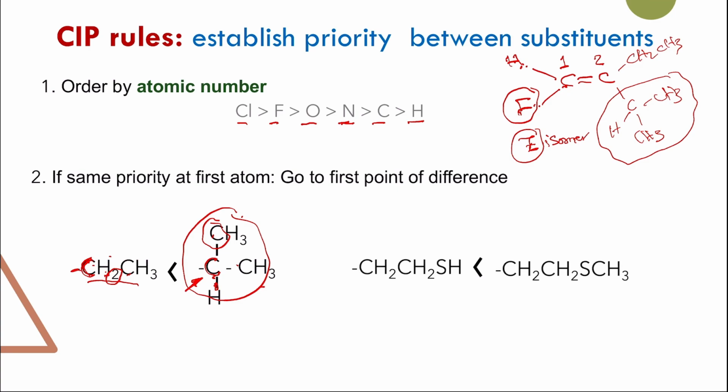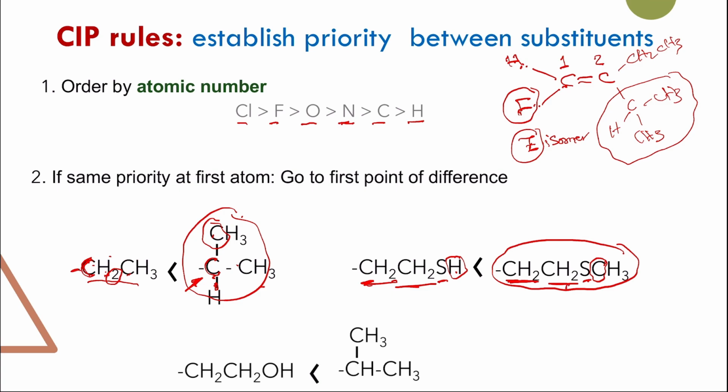Let's have another example of how to give the priority. So we have these two here, and we're going to see that these two groups are attached to the same carbon. So the first attachment, both of them are CH2, exactly the same. The second one is CH2. The third atom is sulfur for both. And then the fourth atom here is hydrogen, but here it's a carbon. So this one will take the priority. If you have these two groups attached to the same carbon, this one is going to take priority.